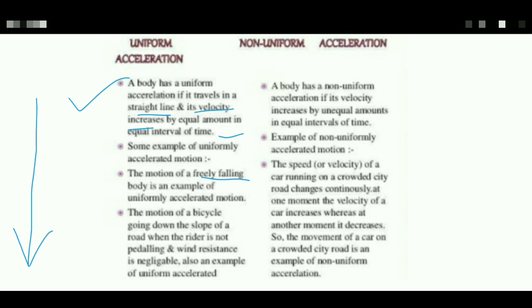Now, non-uniform acceleration. A body has non-uniform acceleration if the velocity increases by unequal amounts in equal intervals of time. That is clear. Examples of non-uniform acceleration motion are the speed or velocity of a car running in a crowded city. Obviously, whenever we move, it is mostly non-uniform acceleration.